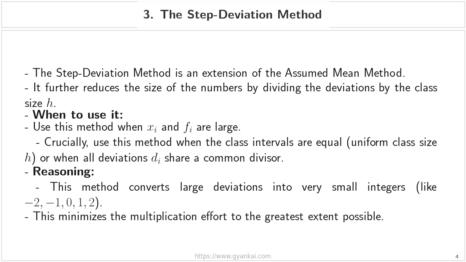The reasoning behind this is quite brilliant in its simplicity. By dividing the deviations by the class size, we effectively convert those large, cumbersome numbers into very small, manageable integers, such as -2, -1, 0, 1, or 2. By doing this, we minimize the multiplication effort to the greatest extent possible, making your calculations much faster and significantly reducing the chance of making a silly arithmetic error.